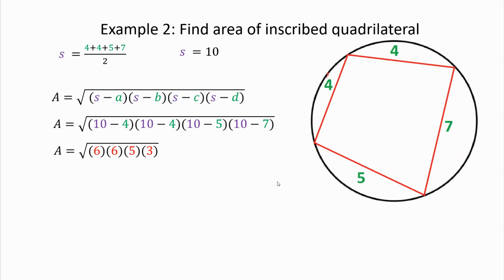Because they're all under the radical, I have to simplify them, moving them out. So I have 6 outside because there were twins here. So 6 goes outside, 5 and 3 stay inside. I have 6 radical 15.